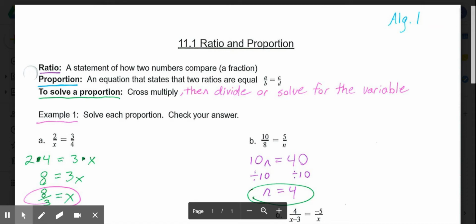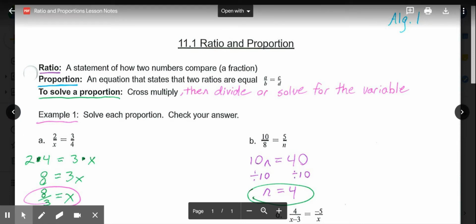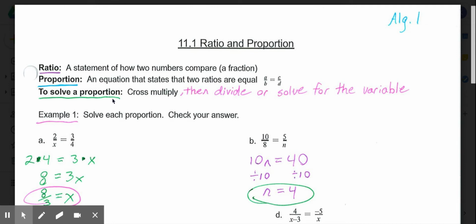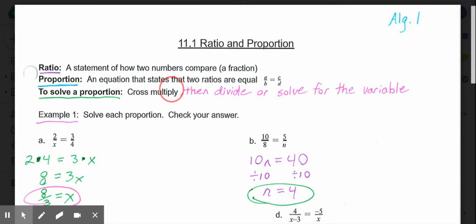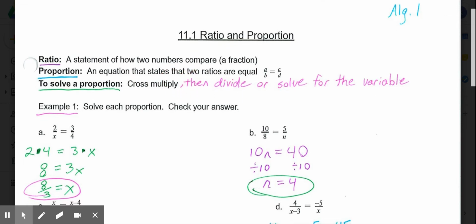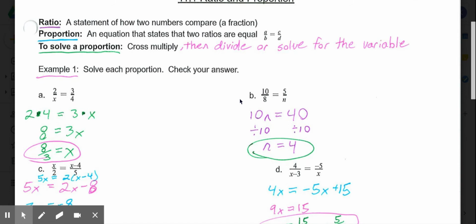And then the easiest way to solve any proportion, the idea behind proportions, which I'll typically describe as cross multiply, then divide. That's the real basic. Sometimes there's an extra step to solve for a variable, but typically it's just cross multiply, then divide. So we'll look at these proportions on how to solve.